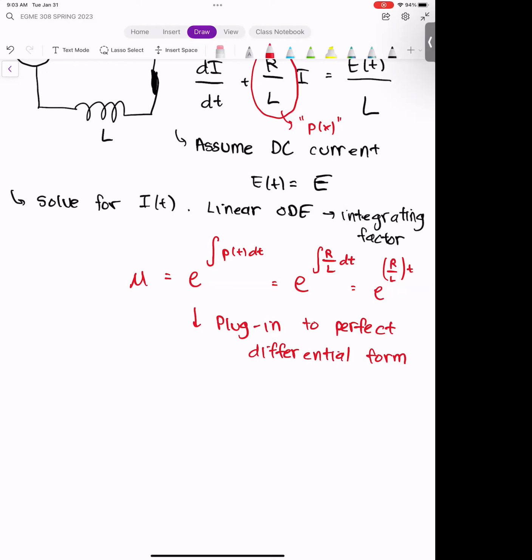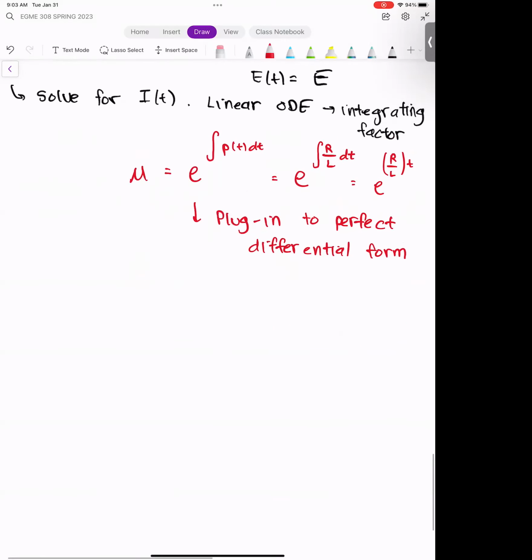All right. So now that we have mu, we're ready to plug this in for a perfect differential form. Remember, what we just finished talking about was that if our integrating factor has this form right here, and we multiply this by the differential equation and plug it in, we end up with an equation that looks like the following.